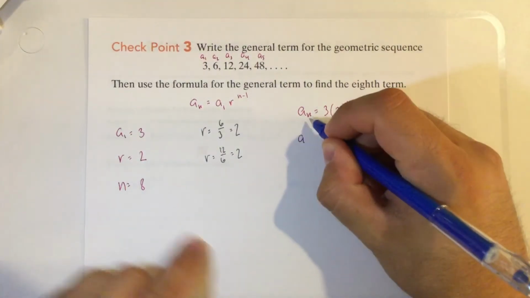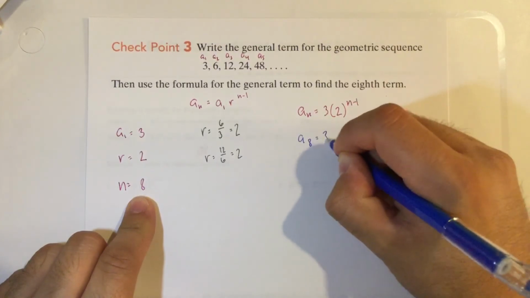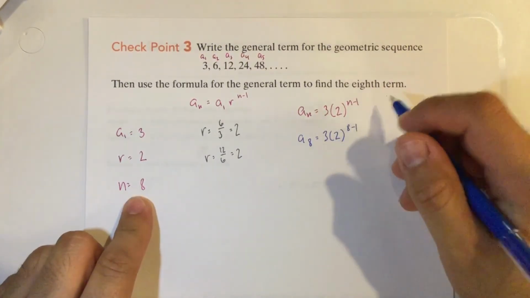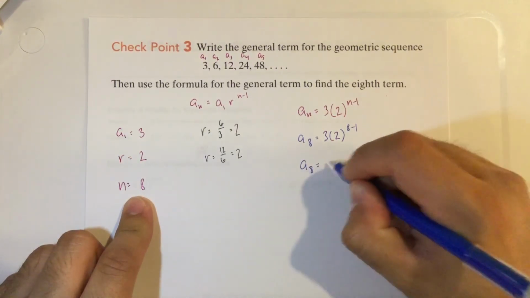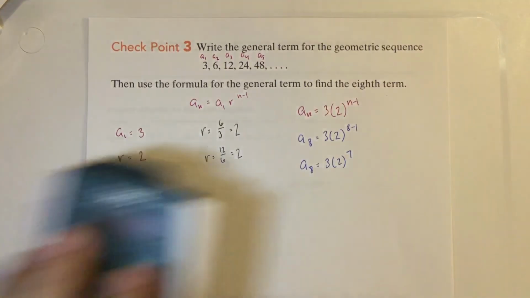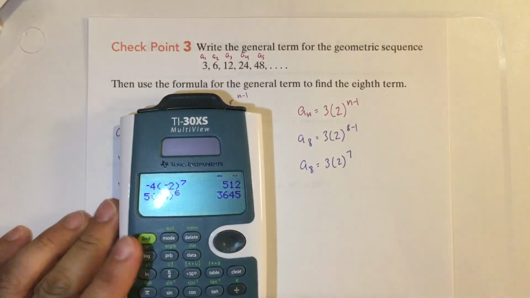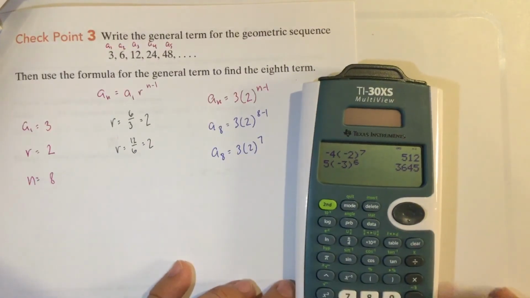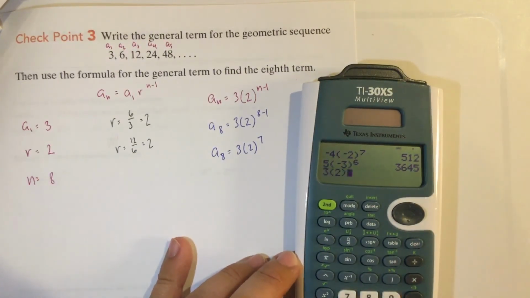So a sub 8 is 3 times 2 raised to the 8 minus 1. A sub 8 equals 3 times 2 raised to the 7th. And then once again, just take this and put it in the calculator. So we have 3, parentheses, 2, close parentheses, raised to the 7th power, and we get 384.